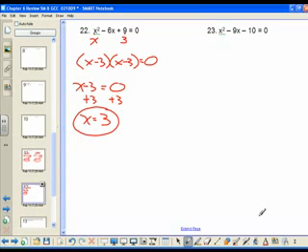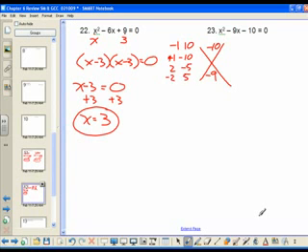This one, I can't factor out, so I need to do my diamond box. So I have negative 10 and negative 9. Since they are negative, I know that one's positive and one's negative. So I have a negative 1, positive 10, 1 or negative 10, 2 and negative 5, and negative 2 and positive 5. Which of these is going to add up to give me a negative 9?